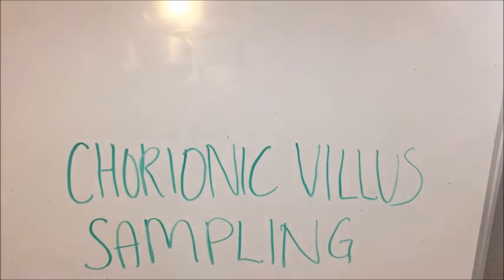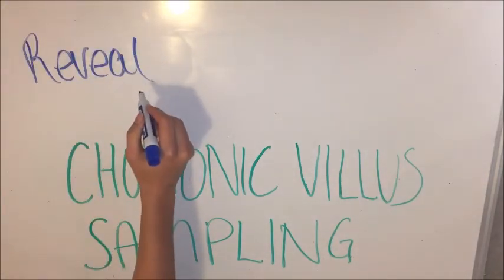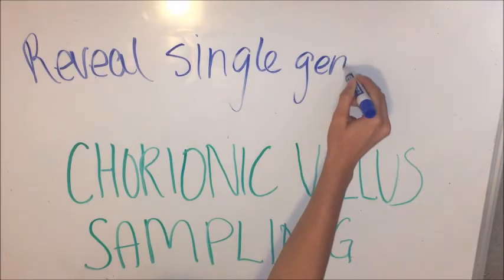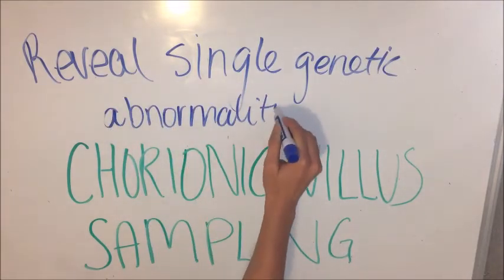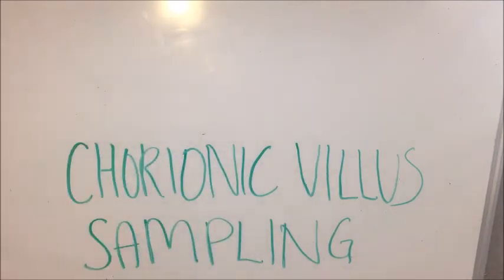So chorionic villus sampling, or CVS, takes a very small amount of material from the developing placenta. This is done by placing a thin tube through the cervix to obtain the sample. It takes a sample of the cells that are of the same genetic type as the baby, and this can reveal single genetic abnormalities. Annually, approximately 5% of pregnant women are offered this.